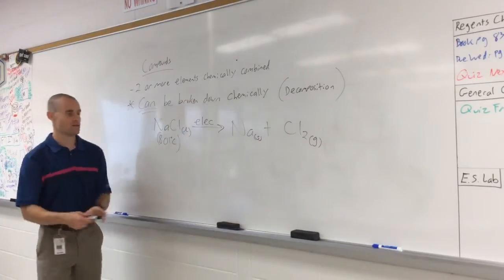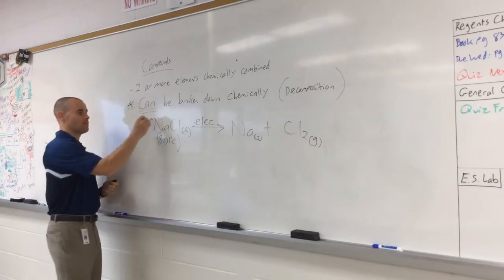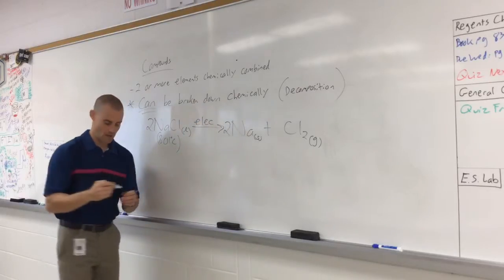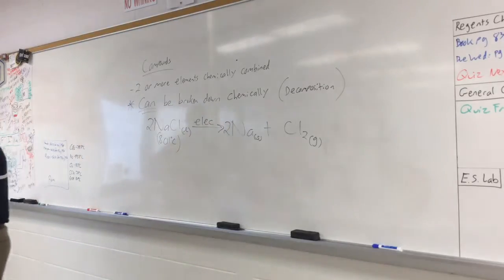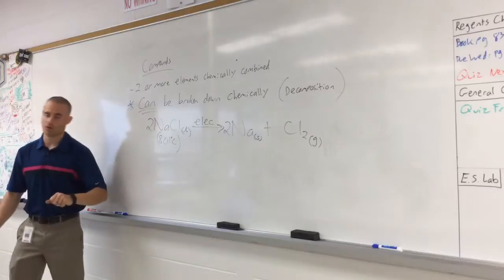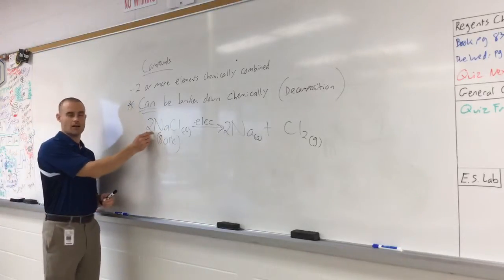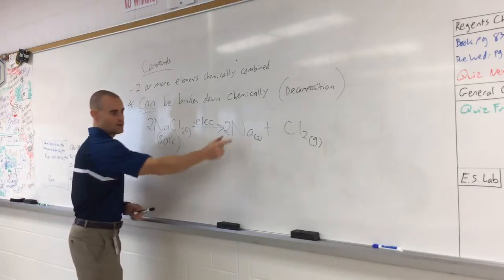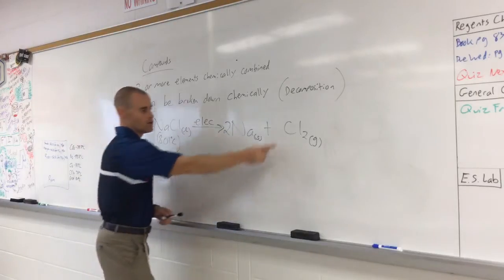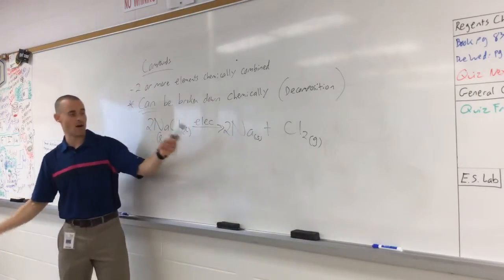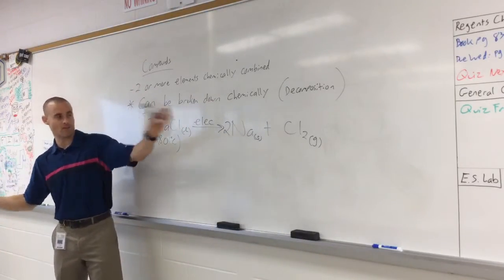Now, this equation's all messed up. We need to balance it. Got to put a 2 here and a 2 there. That might not make sense to anybody. That's okay. We're going to spend a lot of time on that down the road. The reason I put these 2's here is because I need 2 Nas, 2 Cls on both sides of this arrow to make it balanced. Okay, that's why we do that.